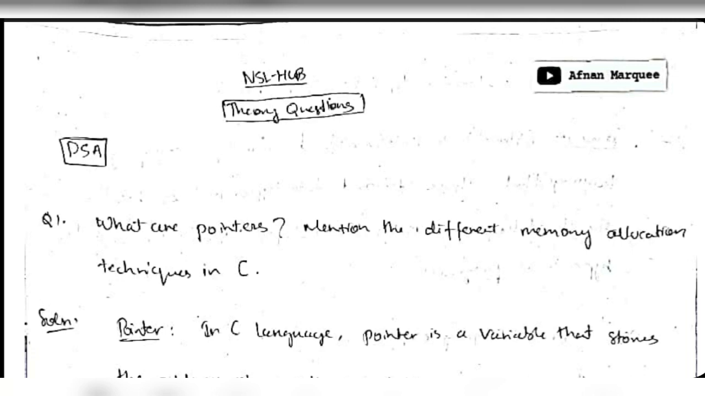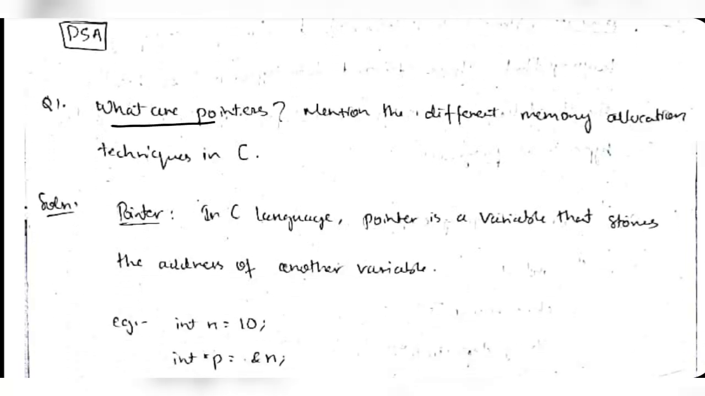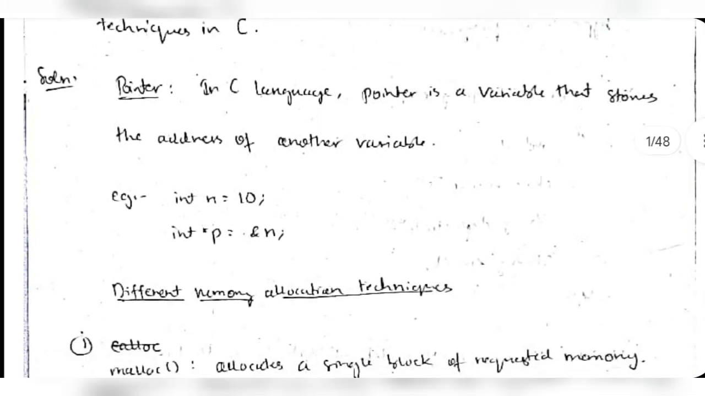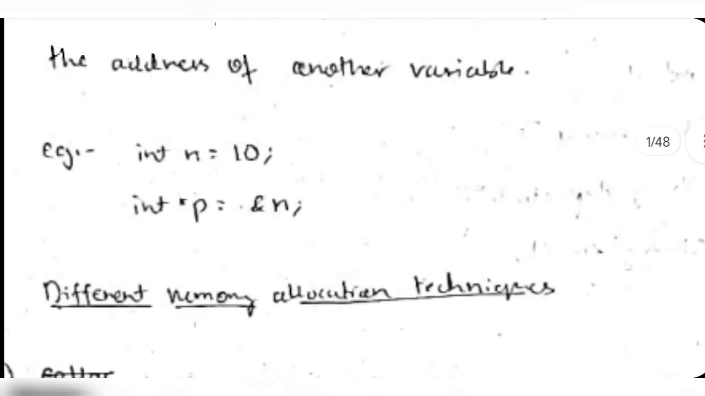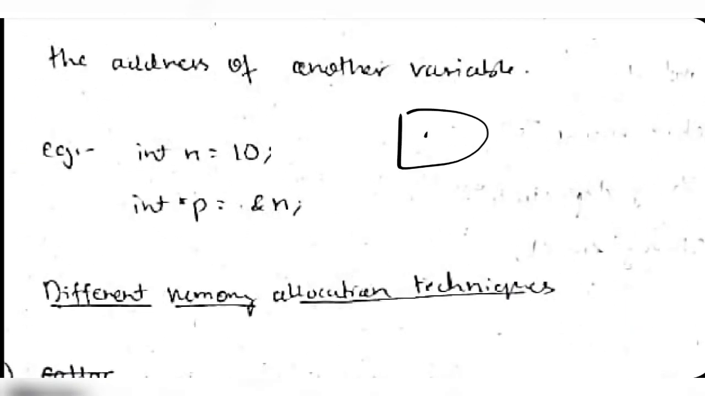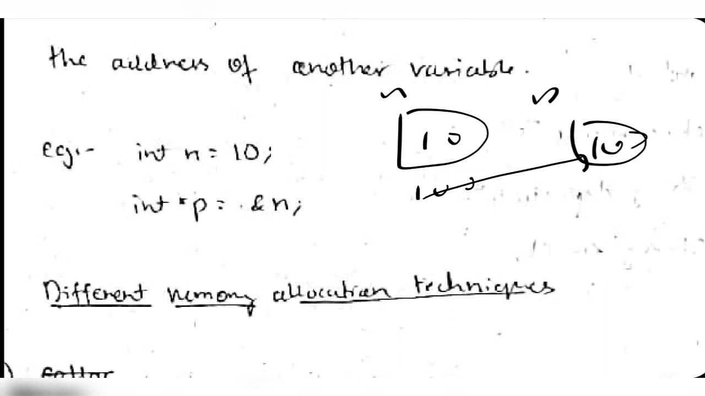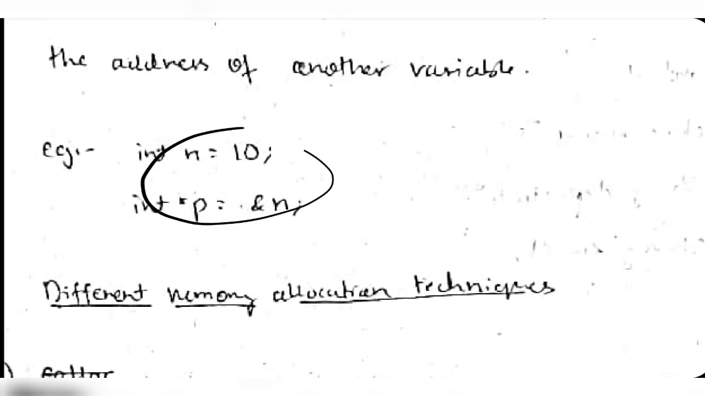Coming to DSA, the first question is: what are pointers, and mention the different memory allocation techniques in C. So what is a pointer? A pointer is a variable that stores the address of another variable. For example, if n is equal to 10 and I write int *p = &n, n will be created in memory, with its address being, suppose, 100. And p will have the address of this one, which is 100. So p is a variable that stores the address of another variable, so p is called a pointer. This is the syntax and initialization.